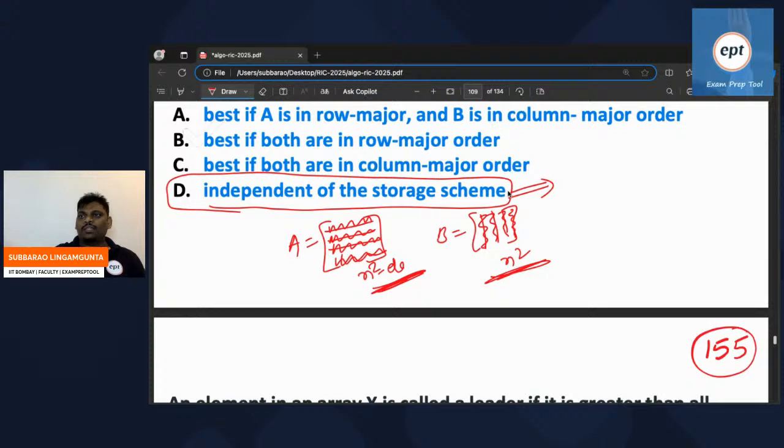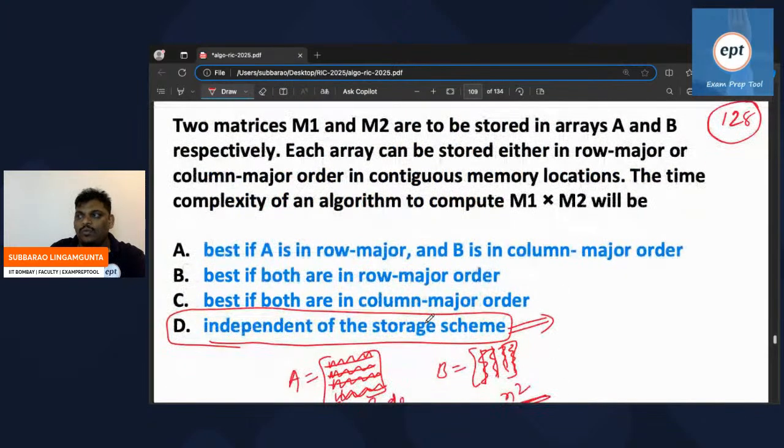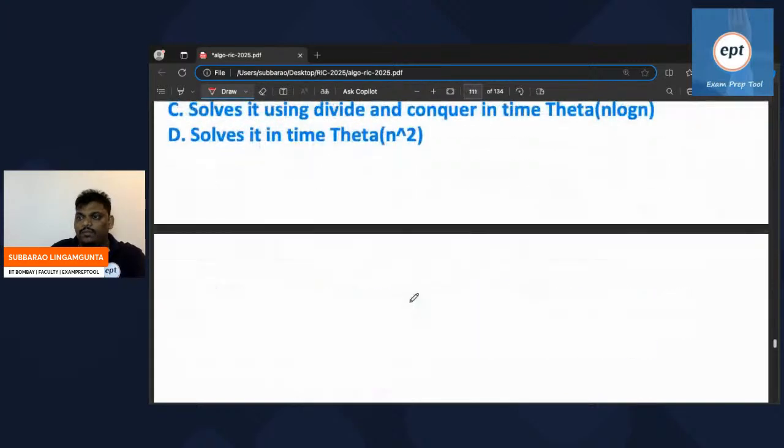If anyone thinks of something else, please let me know. Can we go further? Independent of the storage scheme. The answer for this problem is D. I think many people know. If anyone doesn't know, please remember it is a tricky problem, and that is the reason I took it. He will tempt you by saying row major, he will tempt you by saying column major, he may tempt you in many ways. Fine, perfect. Let's move to the next.